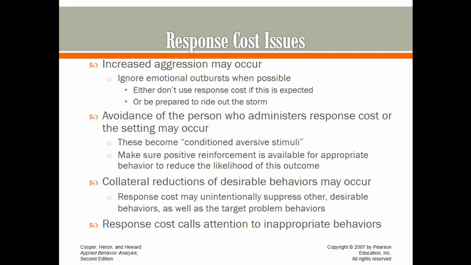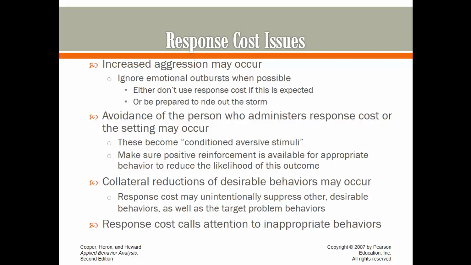There are some very real issues with punishment procedures, with timeout and response costs. Number one, increased aggression may occur, and we see this very consistently with punishment procedures. So when you're doing a response cost and removing a token, you want to ignore those outbursts. And then you might consider, well, maybe if there's a huge outburst that is going to happen, I might not use response costs. Or you have to be prepared to ride out the storm, or that increase in behavior.